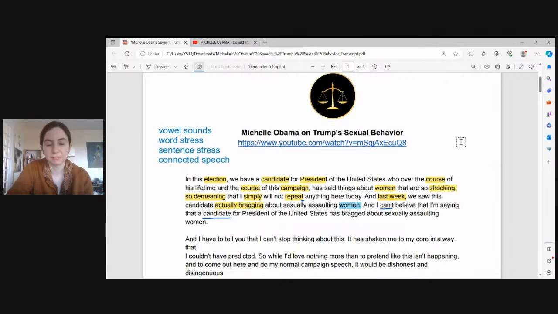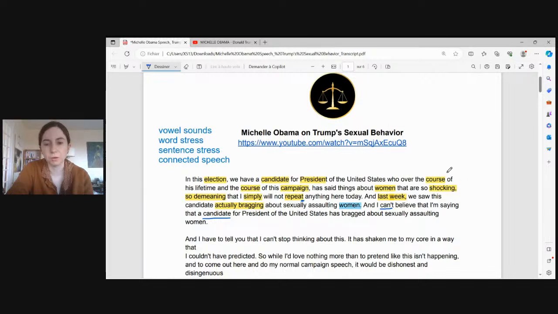So if you guess that it was sentence stress, you will be right. And you can see as well that all of these words are important to the sentence. They give it a lot of meaning. They're important for the content and meaning of the sentence.